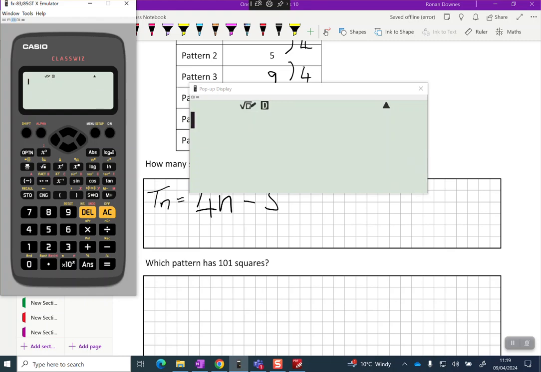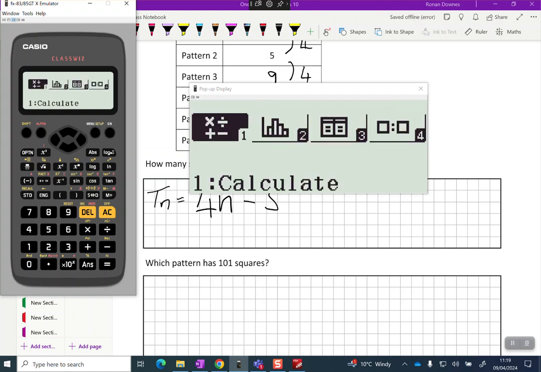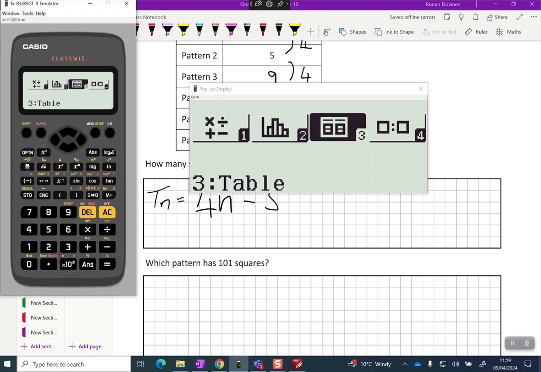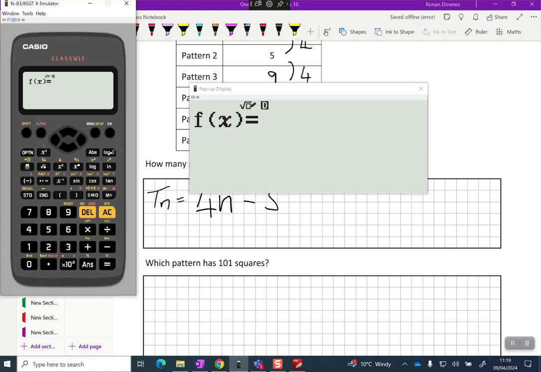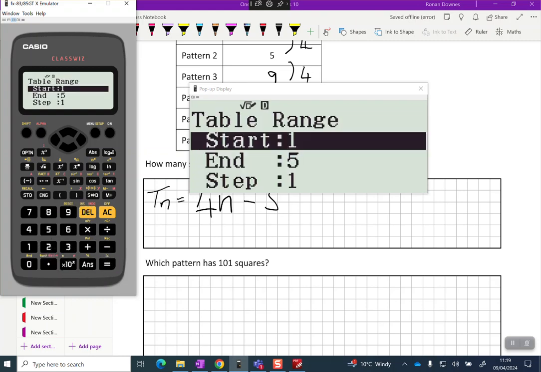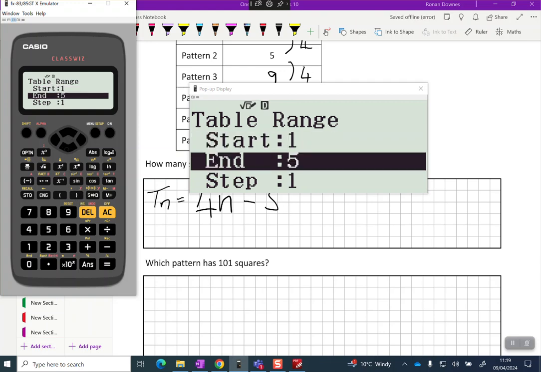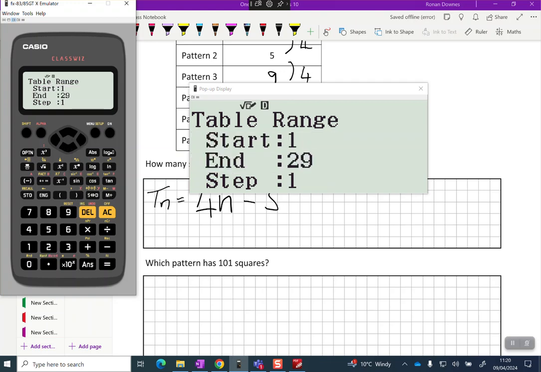Now, the main thing to know with this is you need to go to your menu, and we're not happy with the calculate mode. We want to go over there to the table mode and select it. Okay? And it's, of course, f of x, not term of n, but it's 4x minus 3. 4 alpha x minus 3. Okay? We're starting with 1. Now, we're not happy with ending in 5. We'll push it out as far as the memory will allow to 29 with a step of 1.